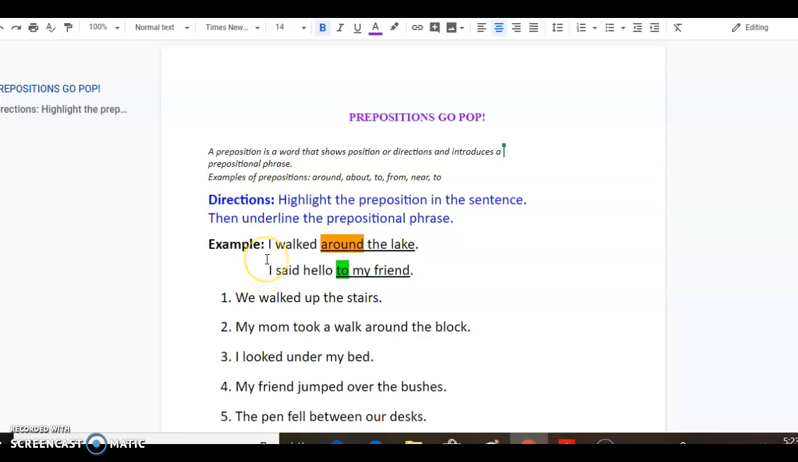So I gave you two examples. I walked around the lake. So around is the preposition. Around the lake is the prepositional phrase. It's not walked because walked is a verb and I is a pronoun, the subject of the sentence. I said hello to my friend. Well, it's not I because that's a pronoun. It's not said because that's a verb. To is my preposition because it introduces my prepositional phrase to my friend.